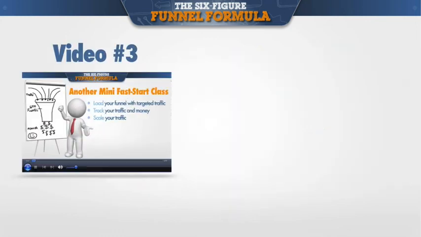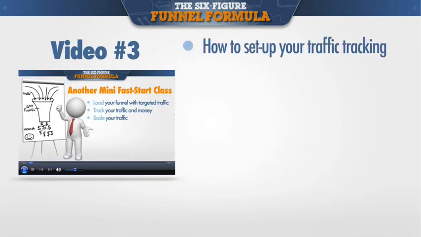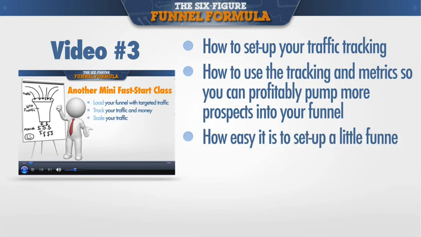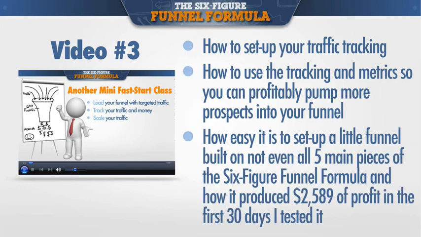And in this video, I showed you how to set up your traffic tracking, how to use the tracking and metrics so you can profitably pump more prospects into your funnel, and I showed you the steps and how easy it is to set up a little funnel built on not even all of the 5 main pieces of the 6-figure funnel formula, and how it produced over $2,589 of profit in the first 30 days that I tested it.